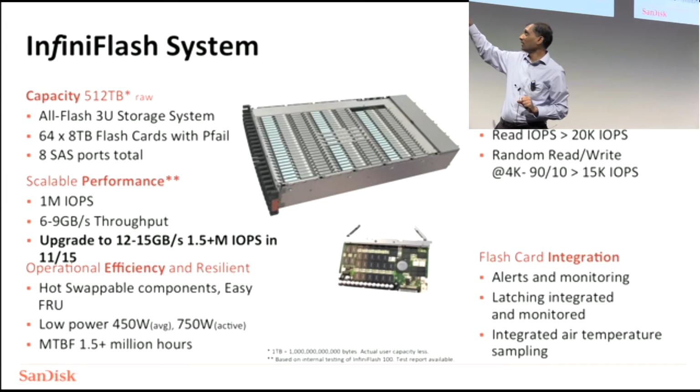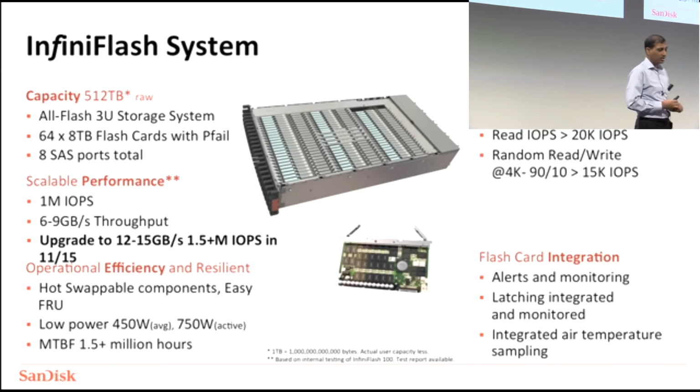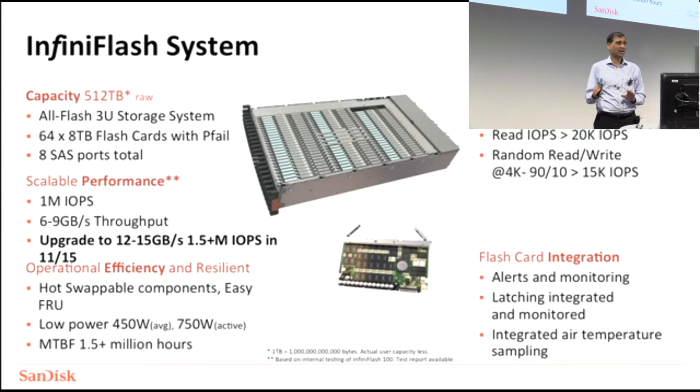But at the box level, we're able to get about 1 million IOPS, right? Around 4K random. And the throughput is between 6 to 9 gigabytes. This is based on the current 6 gigabyte backplane that we have. And soon, in a couple of weeks, we're going to be upgrading that to 12 gig. Then you can get the performance almost doubling.